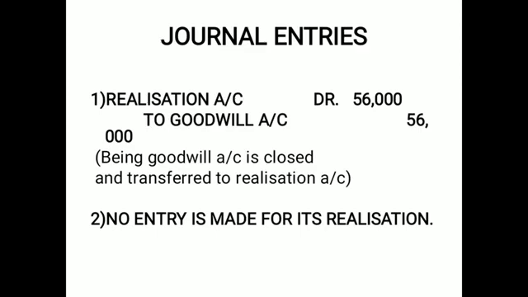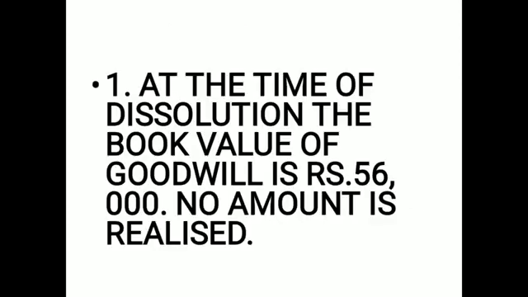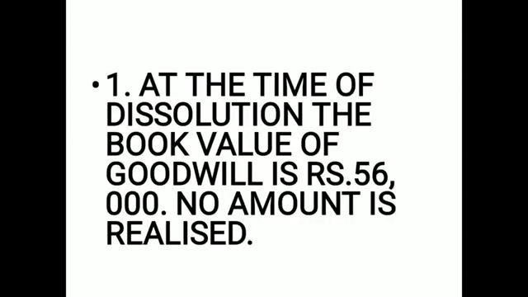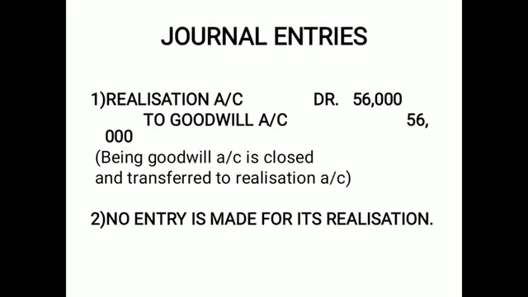The second journal entry, they say no entry is made for its realization. Why? Because the question says no amount is realized. While closing an intangible asset, when no amount is realized, then its realizable value is considered to be 0. And in case of tangible assets, the book value is realized. Here they have clearly said that no amount is realized. So there is no journal entry for realization of an asset. Let us see the next question.